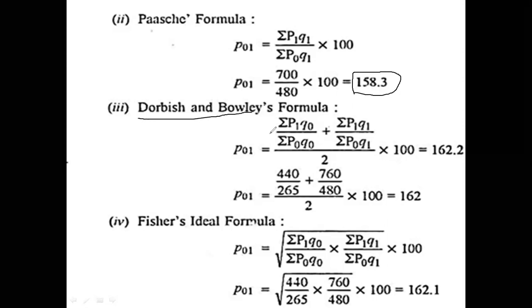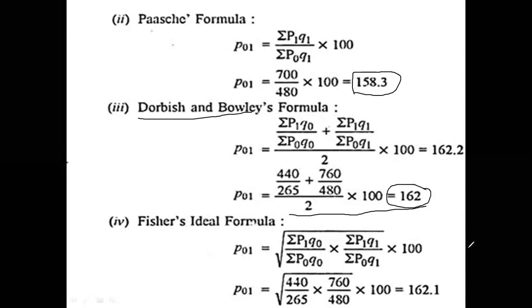Drobisch and Bowley's formula is sigma P1 Q0 upon sigma P0 Q0 plus sigma P1 Q1 upon sigma P0 Q1, upon 2, into 100. Again, apply the values, you will get the answer, which is 162. Very easy to calculate.